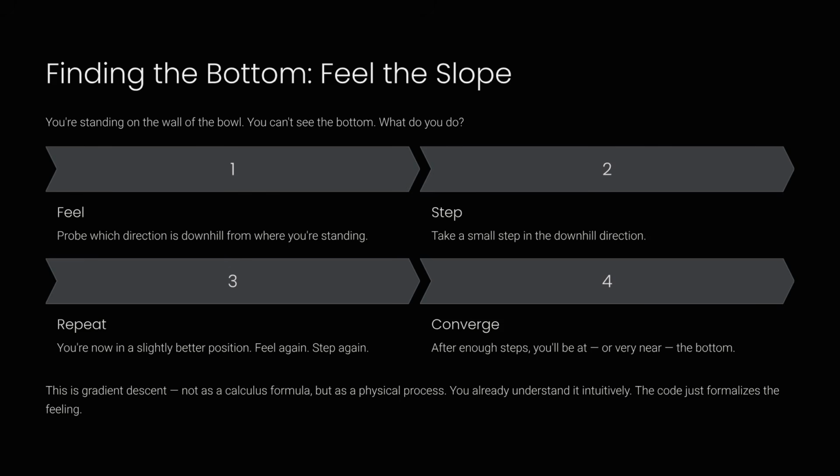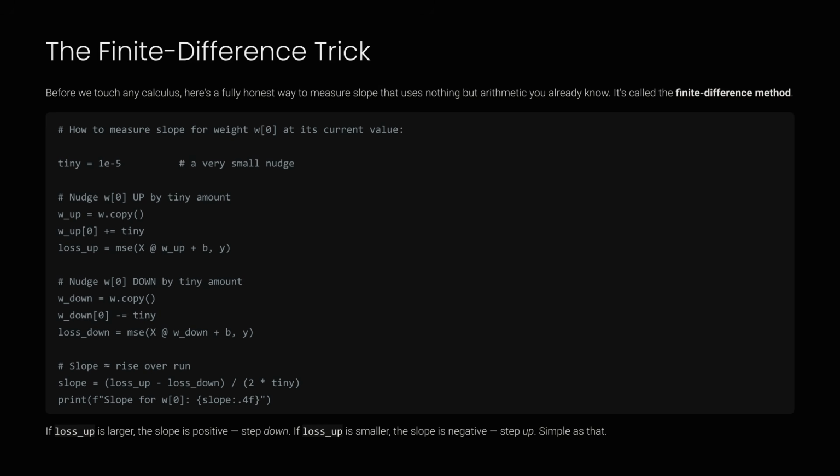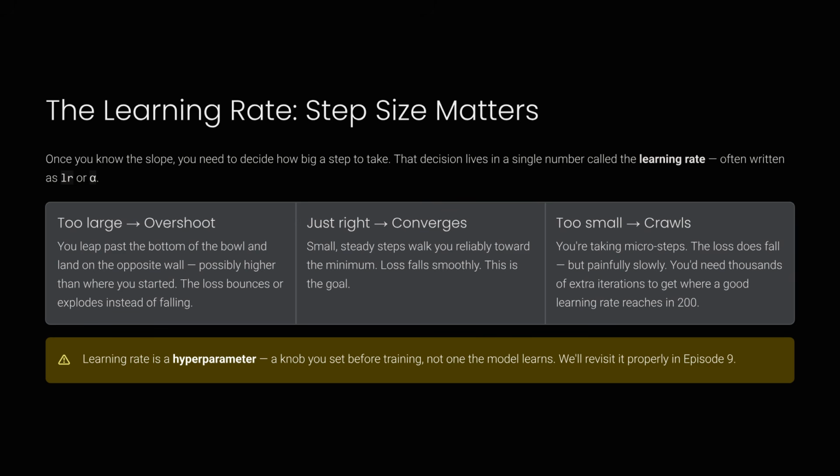We feel the slope to identify the downhill direction, take a small step, and repeat the process until we converge on the optimal weights. To calculate slope without complex calculus, we use the finite difference trick. By nudging weights up and down by a tiny amount, we observe the change in loss and calculate the slope through simple arithmetic.